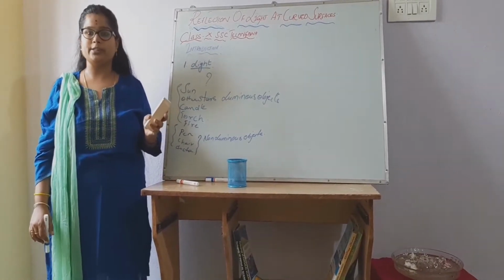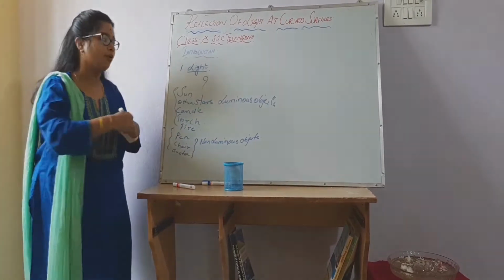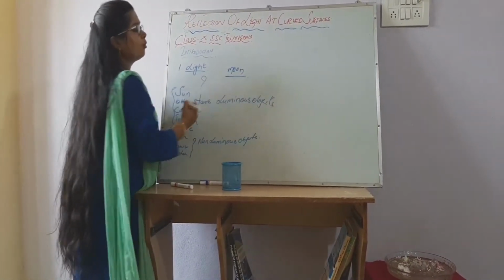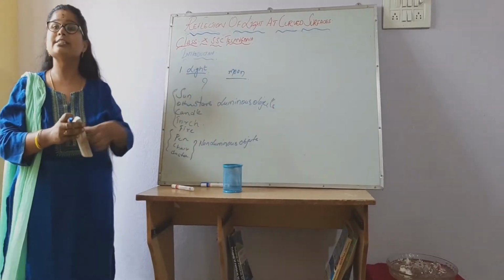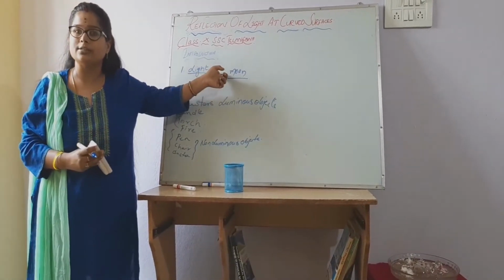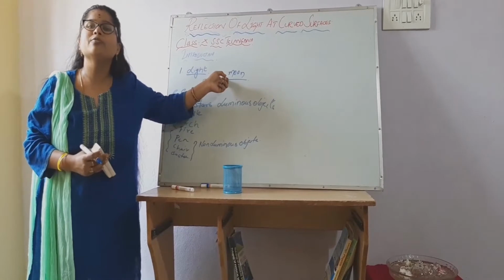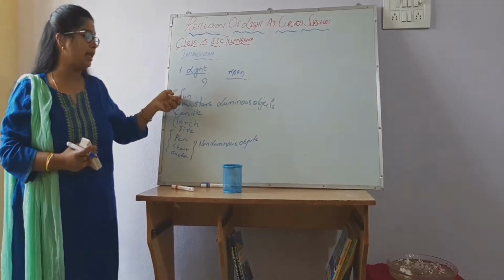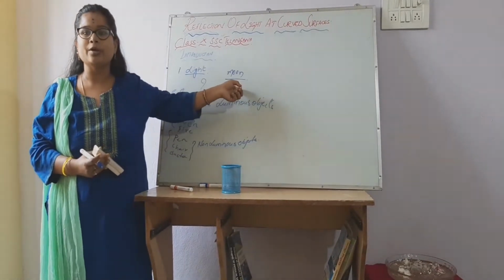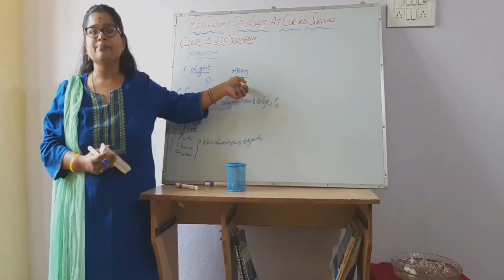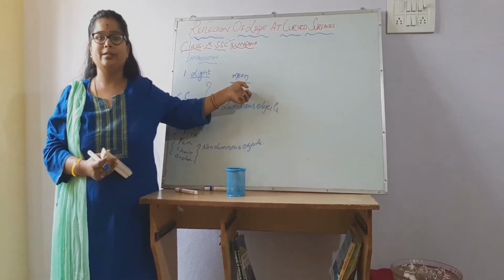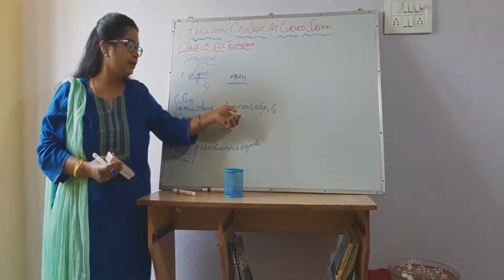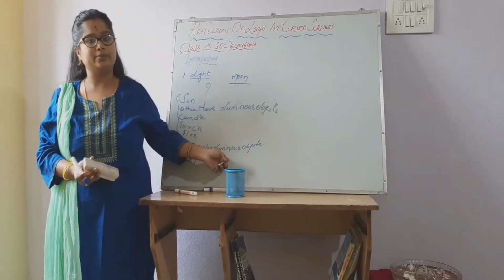Even the moon is a non-luminous body. It has no light of its own. But still you can see the moon from the earth. Why can we see the moon? Because sunlight falls on the moon and reflects to your eye. So I feel you got clarity about luminous and non-luminous objects.